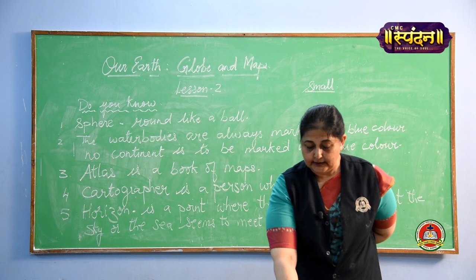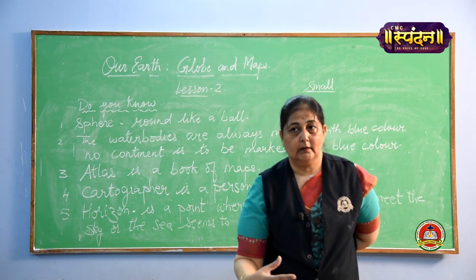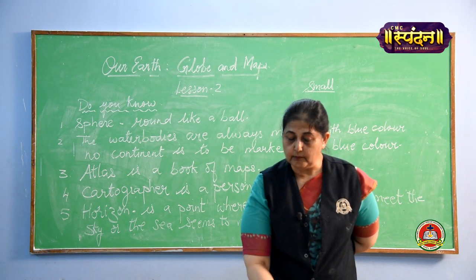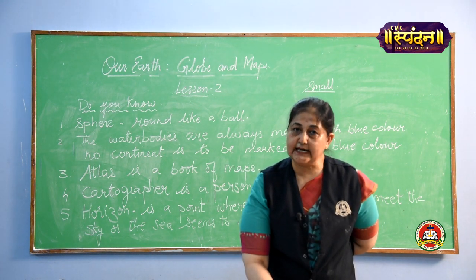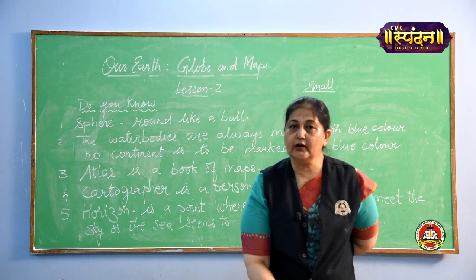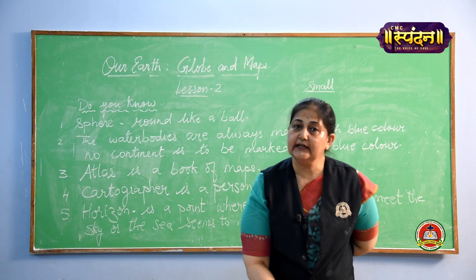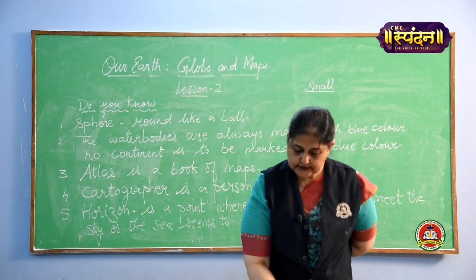Okay. Now let's recall. Let us give it a quick recall. A globe is a spherical model of the earth. It can be used to understand rotation, which causes day and night. A map is a drawing of the earth on a flat surface. It can give detailed information. It is easy to carry, right?